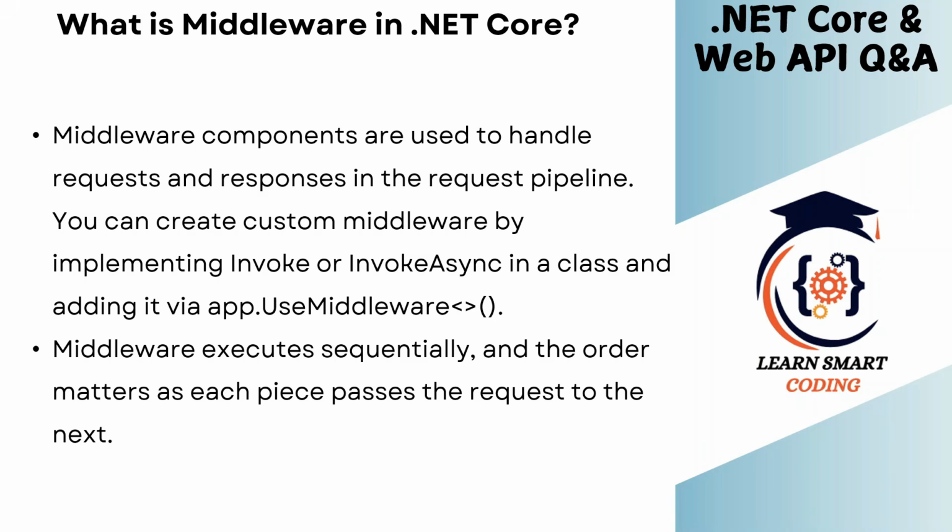What is middleware in .NET Core? If they are talking about middleware, this is basically an important question. So let's understand. Middleware components are used to handle requests and responses in the request pipeline. I will show you in the code. You can create custom middlewares by implementing Invoke or InvokeAsync in a class and adding it via app.UseMiddleware and then giving the name. This is how you use it, right? Middleware also executes sequentially and the order matters. Each piece passes the request to the next. Let's understand in the code.